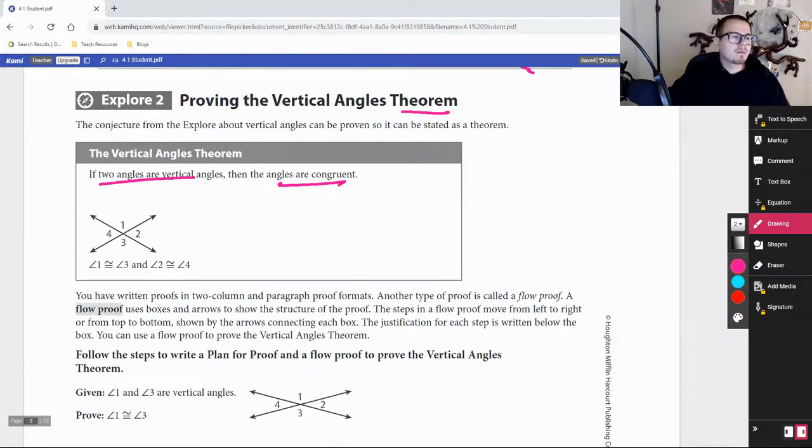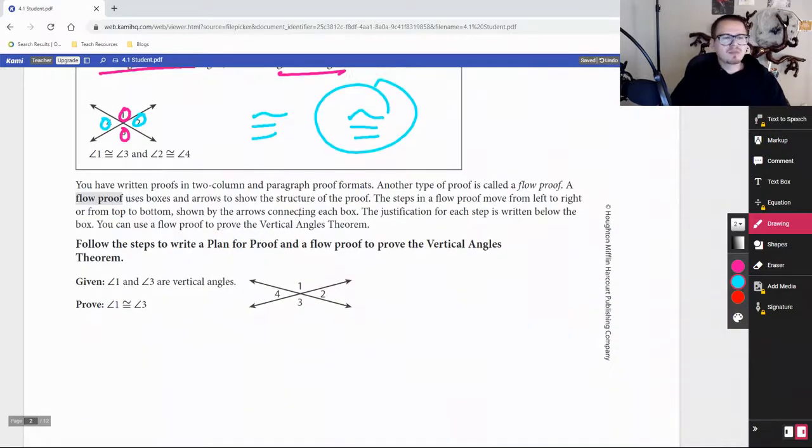So, we know that 1 and 3 are vertical angles. And we know that 4 and 2 are vertical angles. Now this little sign right here, and you put a little more swerve up on that thing, means they're congruent. So this means congruent. So we've talked about proofs, guys.